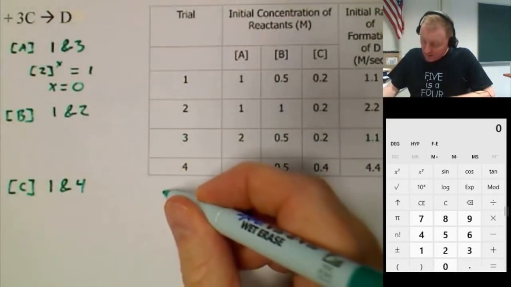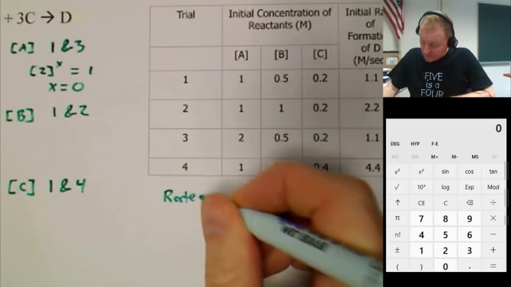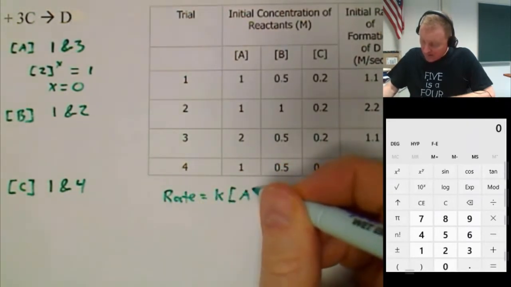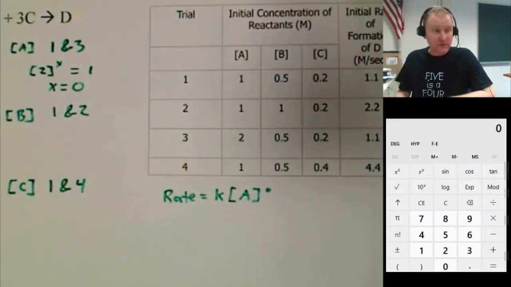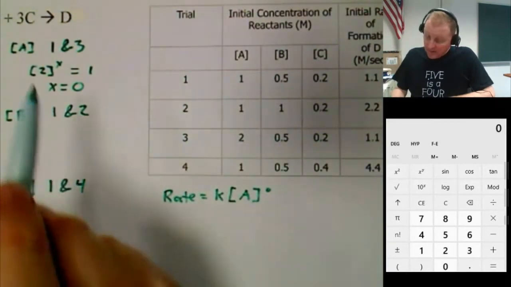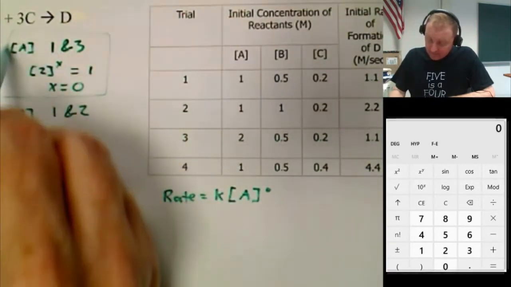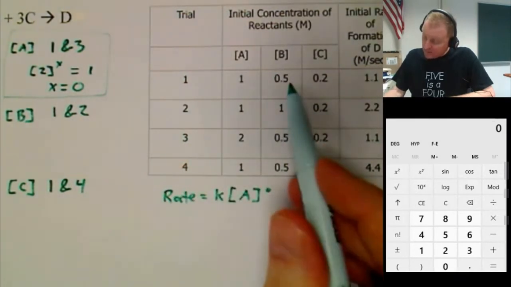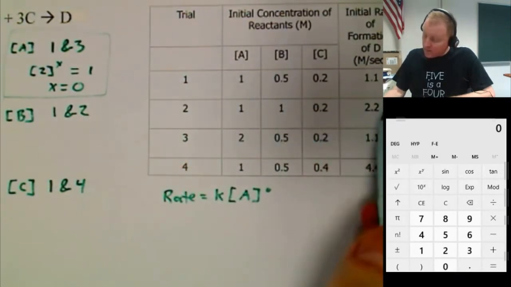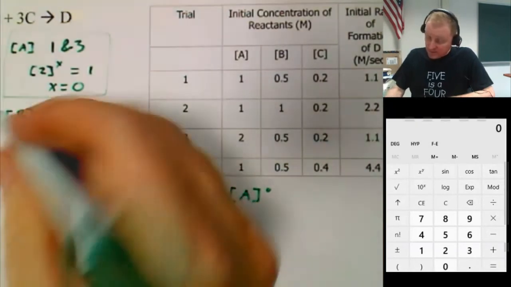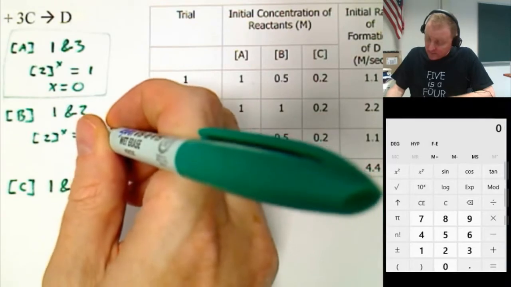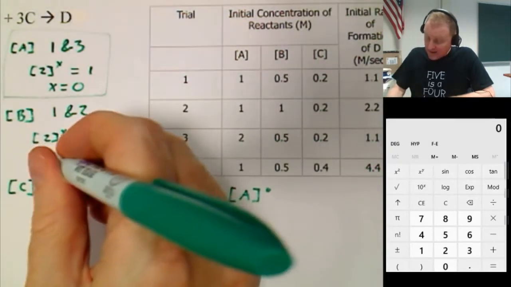So we're going to say our rate equals k A to the 0 power, which means we can just omit it. A is not going to be part of this. Okay, so that's A. Let's take a look at B. We said 1 and 2. So as it doubled, 0.5 to 1, it looks like the rate doubled, 1.1 to 1.2. So as the concentration doubled, the rate also doubled. That means X must be 1.